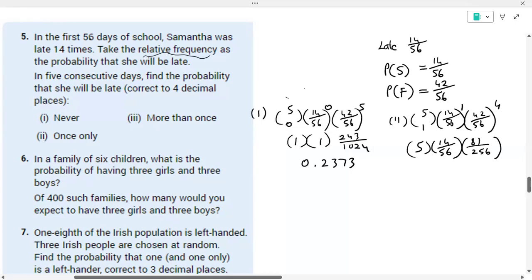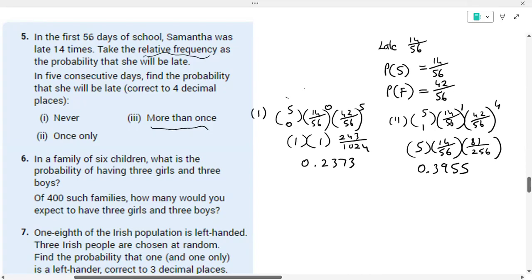So we're going to multiply this together. And 81 over. So I'm just multiplying the 3 figures together. And I'm going to change that to a decimal, 0.3955 to 4 decimal places. So that's part 2. Now, what is the, in 5 days, what's the probability she will be late more than once? Now, more than once would suggest twice, 3, 4, 5.